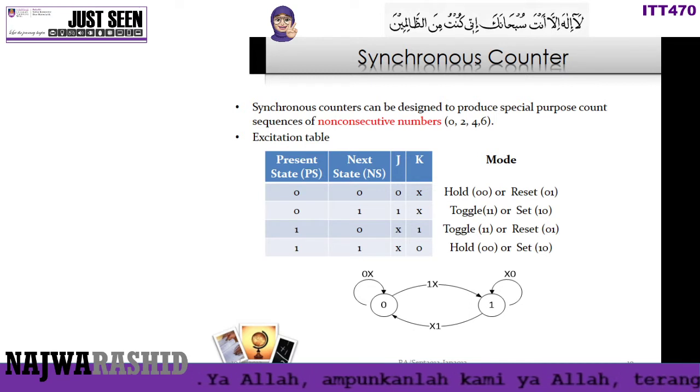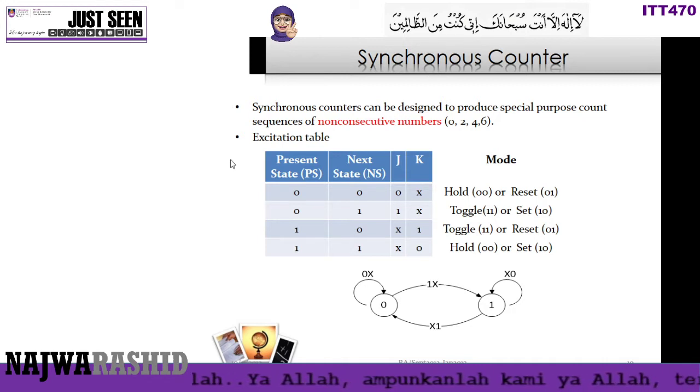So under the excitation table, we have present state and we have next state. Present state and next state refer to the input value, and then we have JK. As I mentioned, this synchronous counter is made from multiple JK flip-flops, so it has a JK flip-flop as the output part. Present state is the current state, and next state is the state it goes to from the current one.